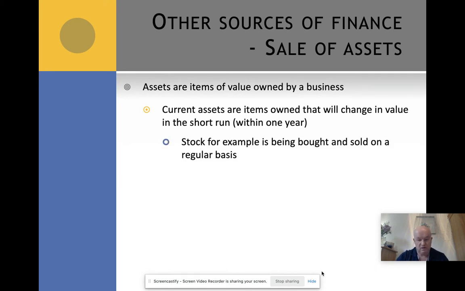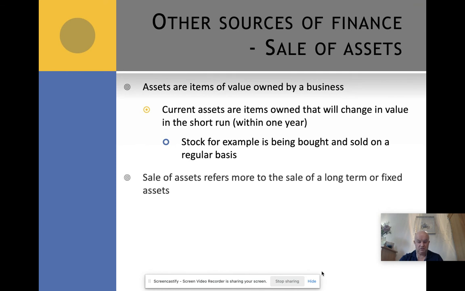Stock is one example, because that's being bought and sold on a regular basis. In this case, let's use the spectacles example. If we've got high levels of stock, or high levels of demand for our stock, we're going to hopefully finance that via maybe some trade credit. But then the stock we can convert into sales quite quickly, and that is a means by which we can generate sales revenue.